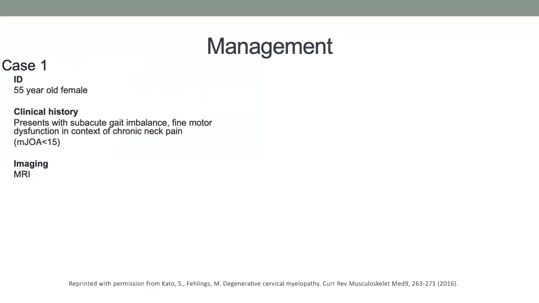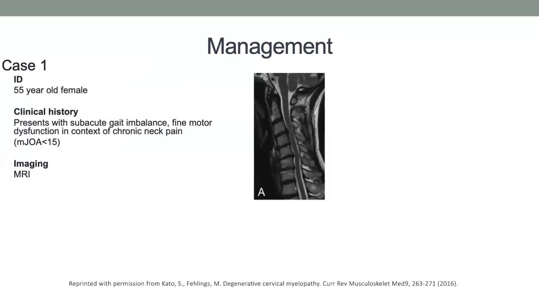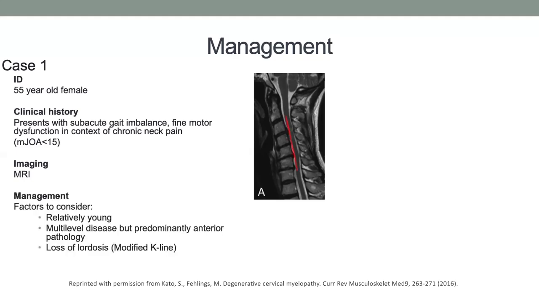Her MRI scan shows a multi-level disease with loss of cervical lordosis. You can also see the spinal cord signal change, so T2 hyperintensity at C3-4 within the spinal cord parenchyma. If you draw a modified K-line, you can see that the pathology intersects the K-line anteriorly, and the minimal interval distance is less than 4 millimeters by definition.